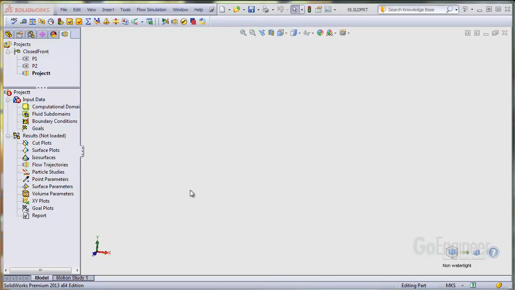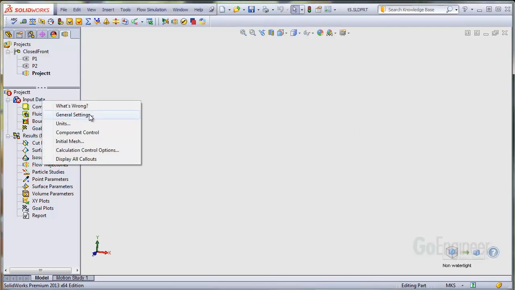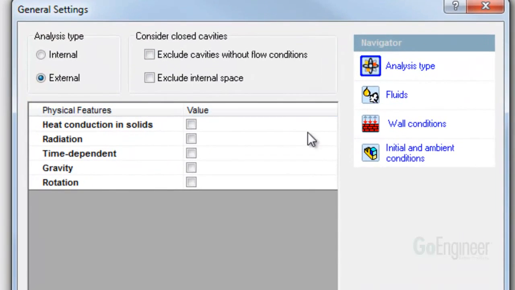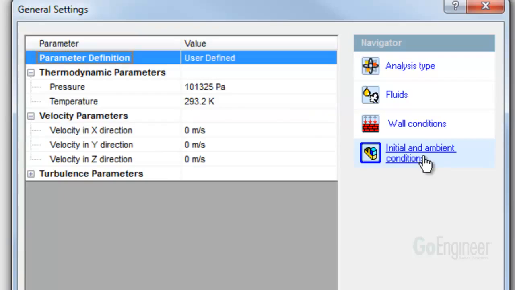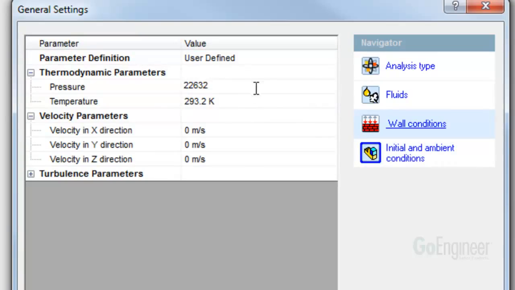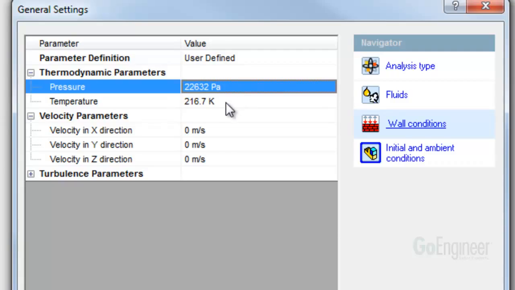Right-click on the input data icon and choose General Settings. This might be an external flow, so I'll check that. On the navigator on the right, select the Initial and Ambient Conditions item. You'll see thermodynamic parameters where you would enter the pressure and temperature. So I'll enter the 22,632 pascals and the 216.7 degrees Kelvin.